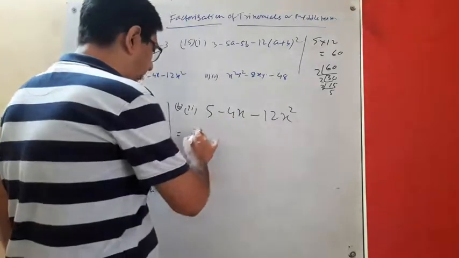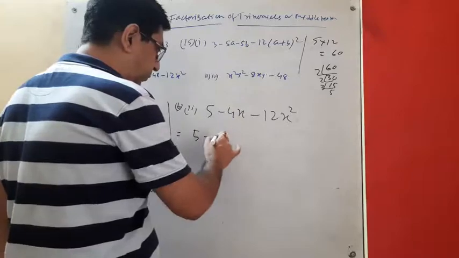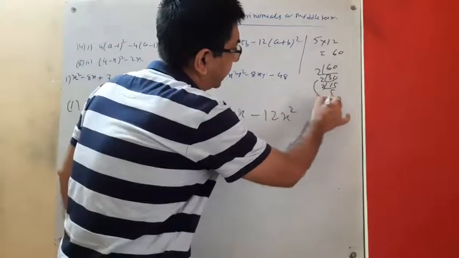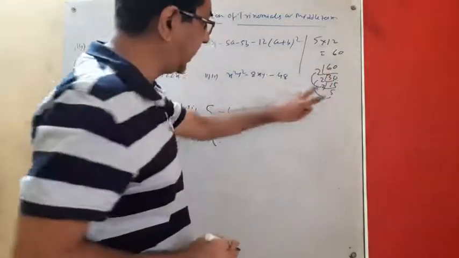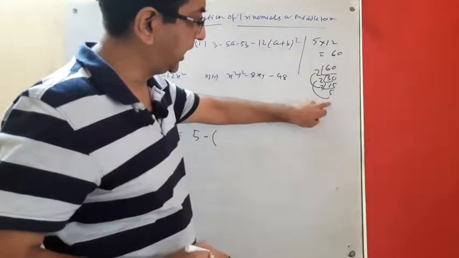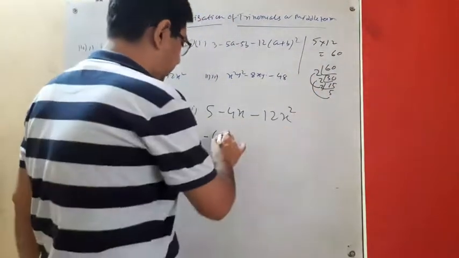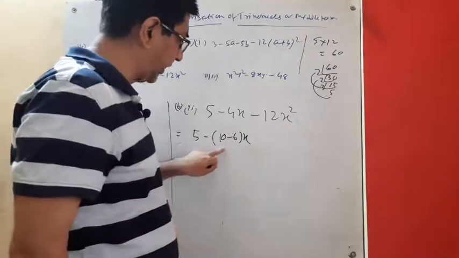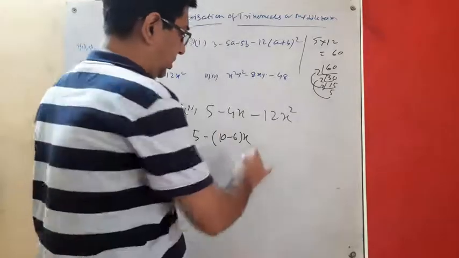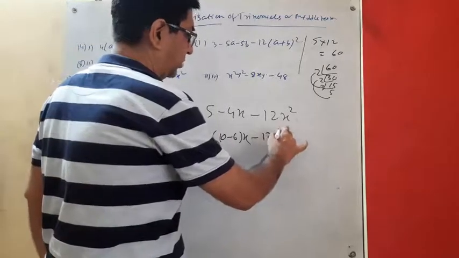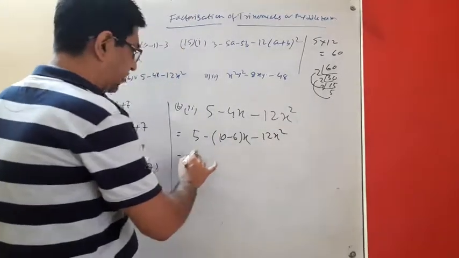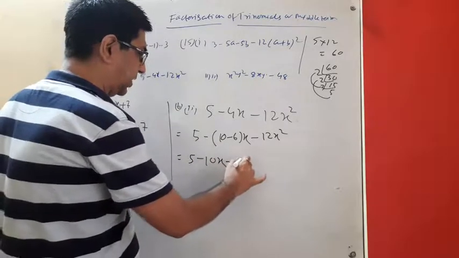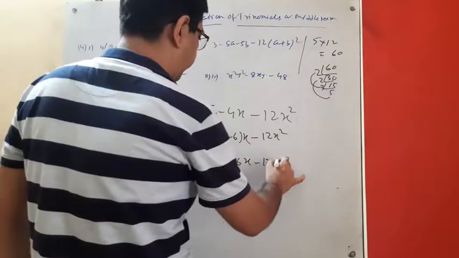So what would I write? 5 minus 4x. Now we have to split up. Look, 5 2s are 10 and 3 2s are 6. 10 minus 6. So write 10x minus 6x in place of 4x, with a minus sign, and then minus 12x square. So we are getting 5 minus 10x plus 6x minus 12x square.